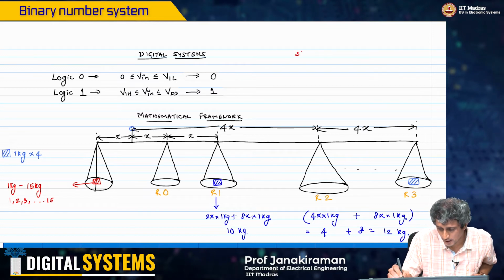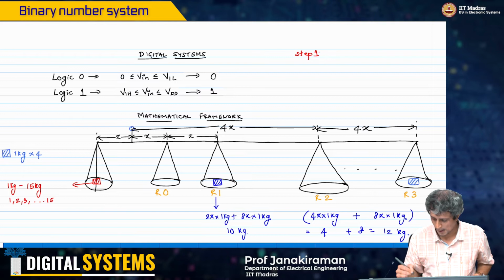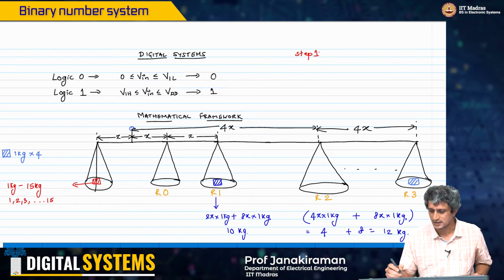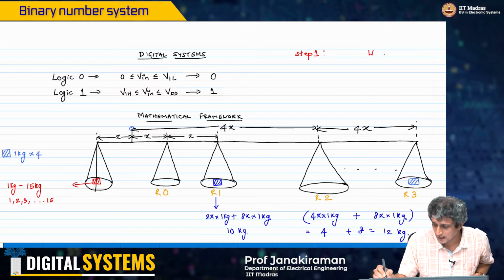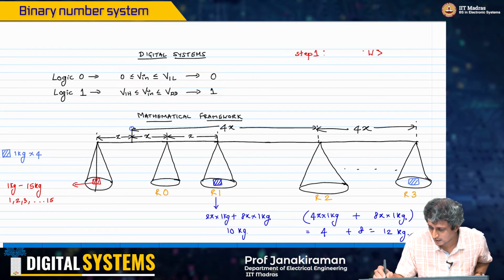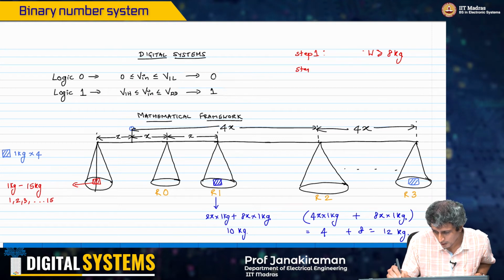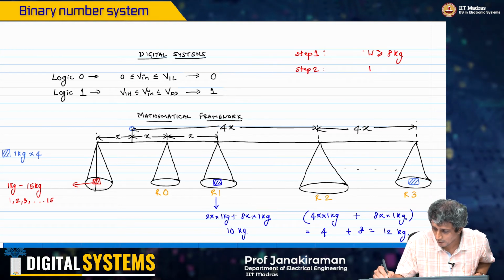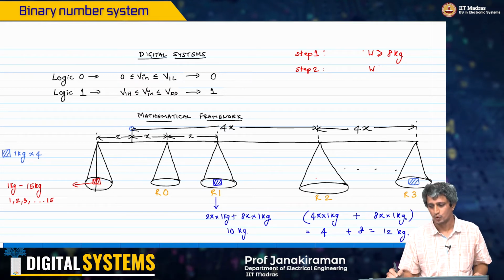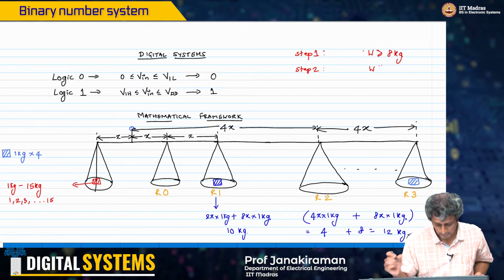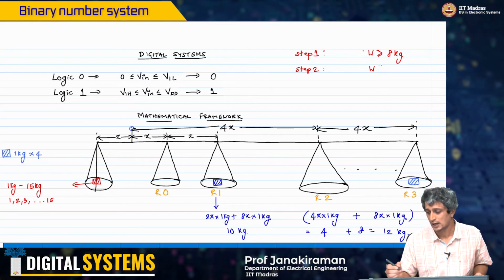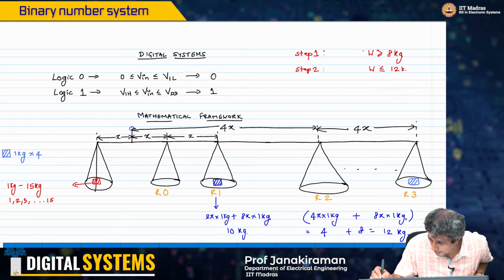So what do we know till now? We did 3 weight measurements. I will write that down here. Step 1, we compared the weight against 8 kg, and the weight was greater than 8 kg. So this much we know. In step 2, we added one more to R2, and therefore the effective moment was 8 plus 4, 12, but we then saw that the right hand side was heavier. That means the weight is less than 12 kg.